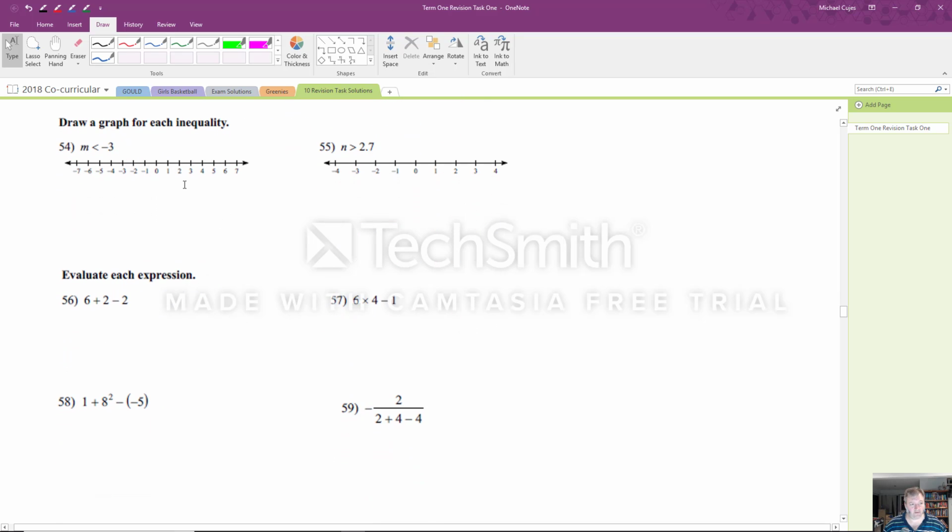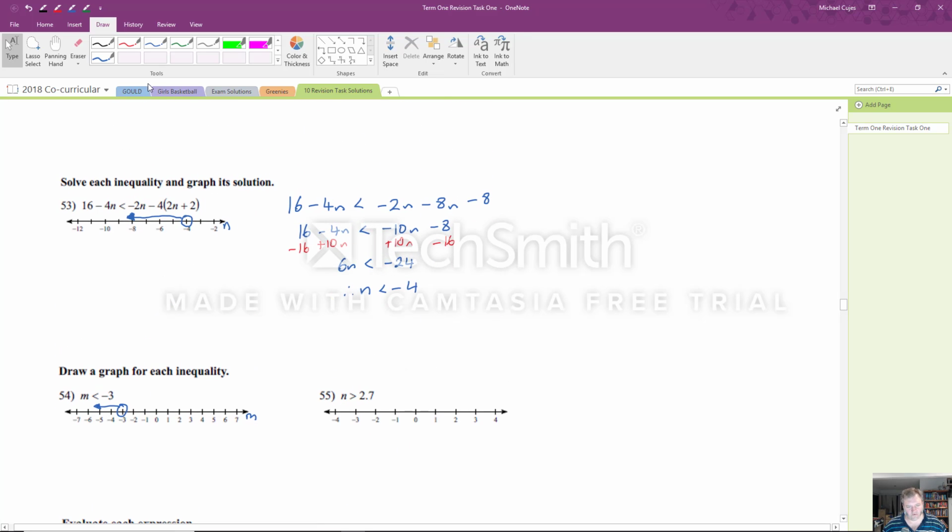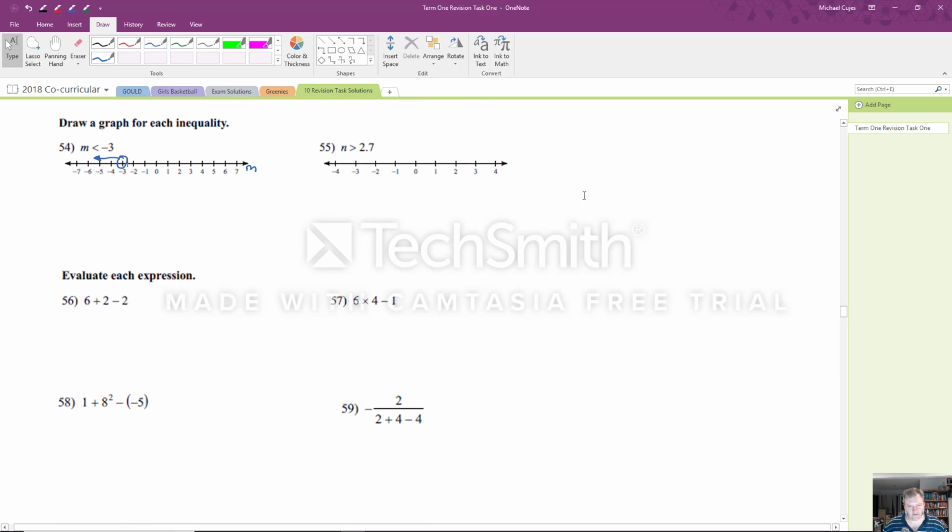This one here, we didn't even need to do any thinking. M is less than negative 3. Label my axis so we know it's M. There's negative 3, and I want everything less than it. N is greater than 2.7 is the next one we're after. 1, 2. If you've given something like that, make sure you label the point, 2.7. It's an open circle again, and greater than is to the right. So there we would have N, labeling the axis. N is greater than 2.7.